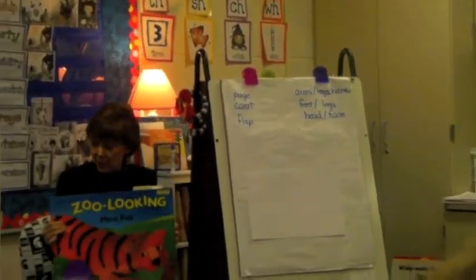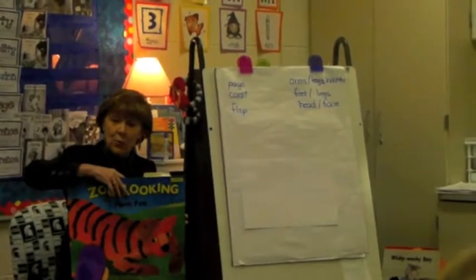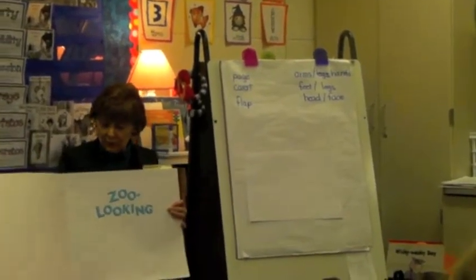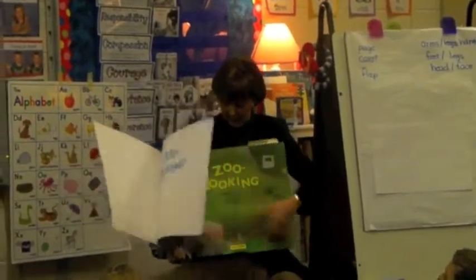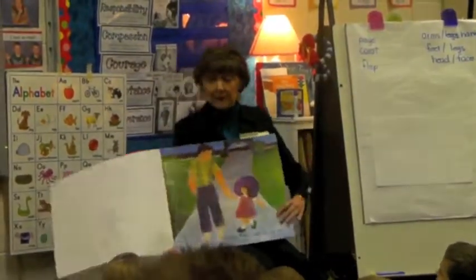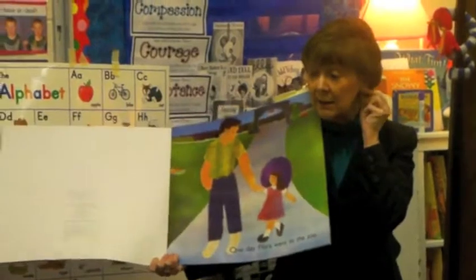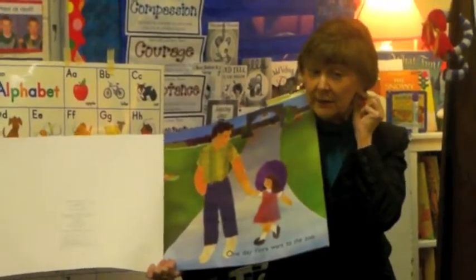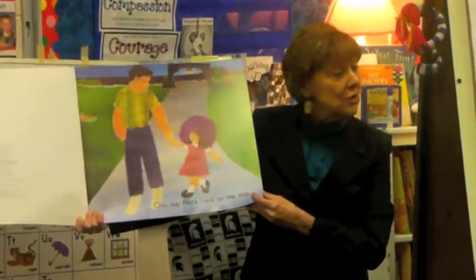I'm going to read through, and then we're going to go back. And you're going to help me write some of the things in here. So let's read through the book first. This is called Zoo Looking. And sometimes I will have you read along with me, but when I read right now, you're just going to be good listeners. Can you show me that you're going to listen? Great job.